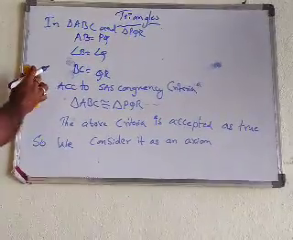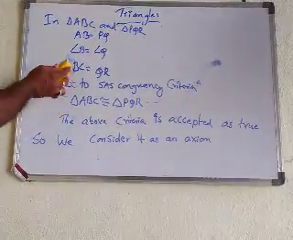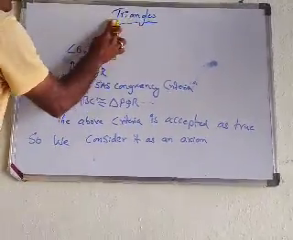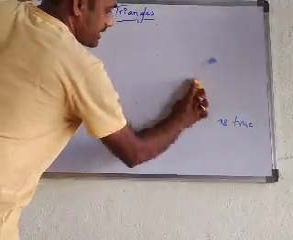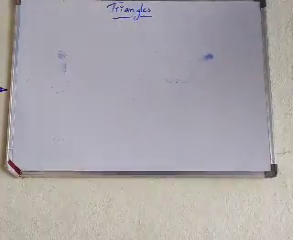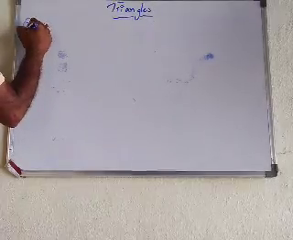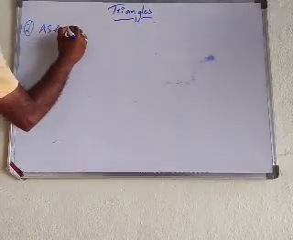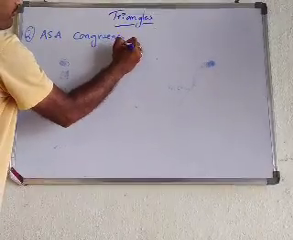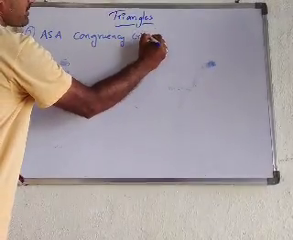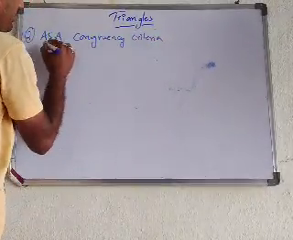Next, let us talk about the next theorem. The first criteria we have discussed is SAS, side angle side criteria. Next let us discuss angle side angle criteria. So our second criteria is the angle side angle congruency criteria.